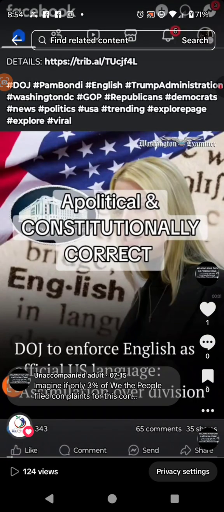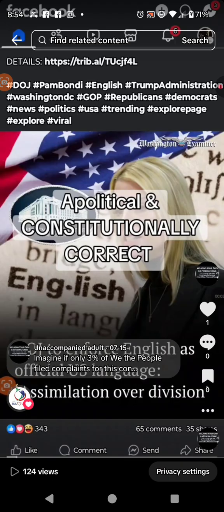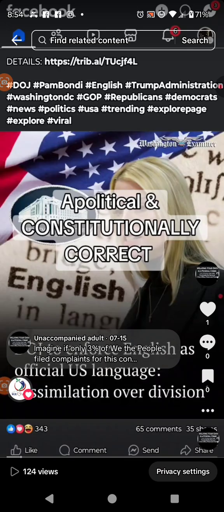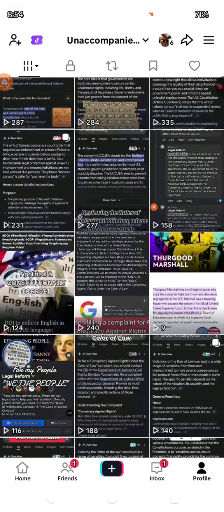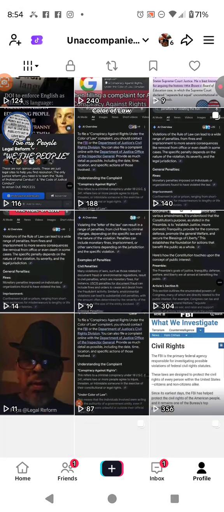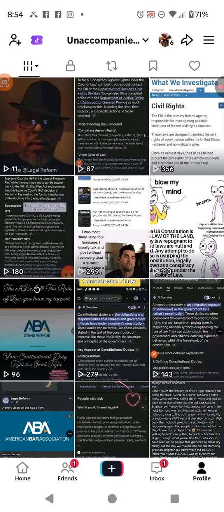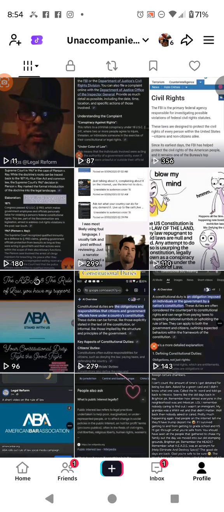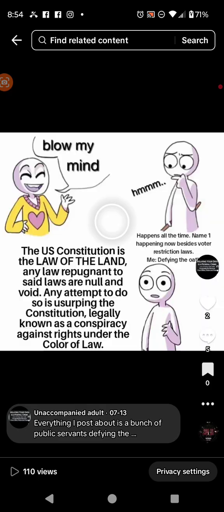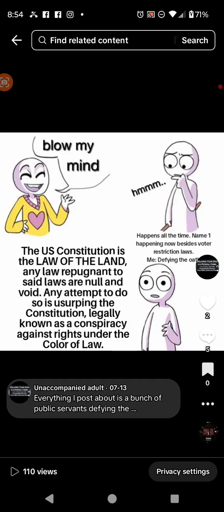This is my apolitical perspective. This is DOJ to enforce English as... Wake the fuck up!